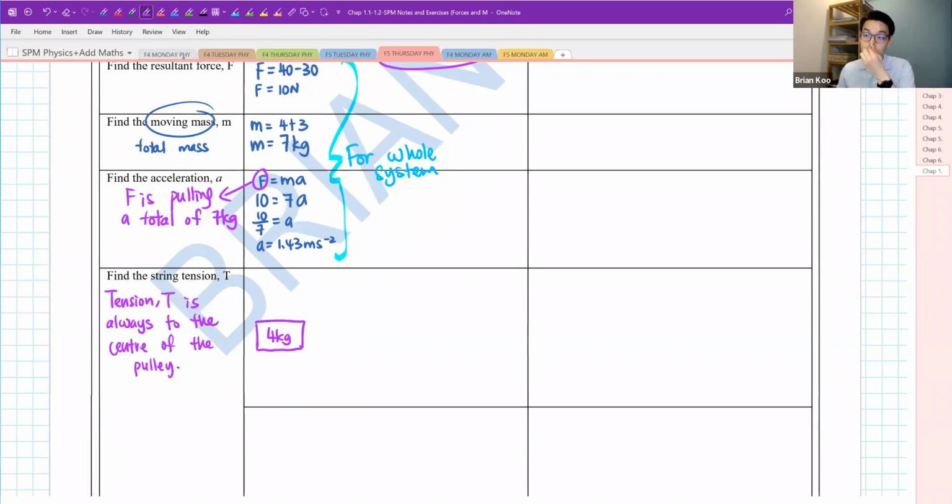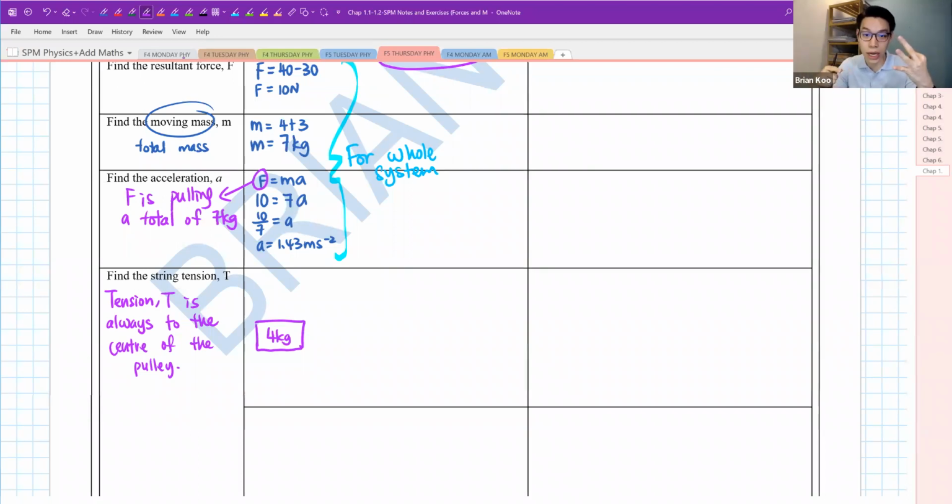Okay, I'm going to focus on the 4 kg and draw its free body diagram. Remember, I can find the resultant force for any object. It could be the whole system, the 4 kg mass, or the 3 kg mass. So right now, I'm looking at it as a smaller sub-question. One question I can split into 3 situations.